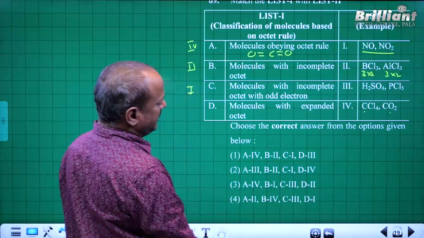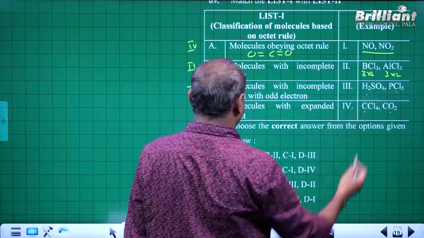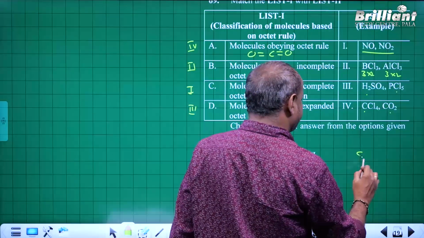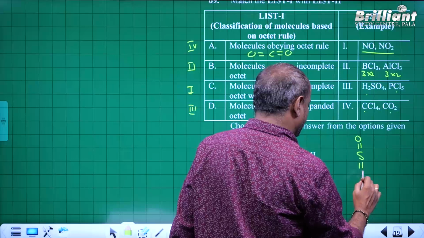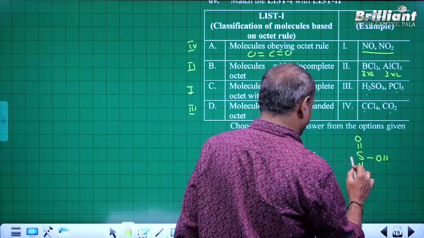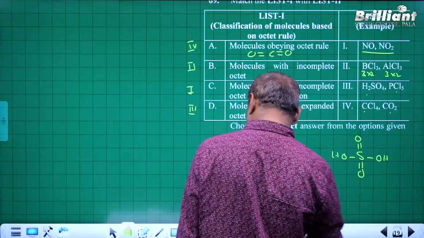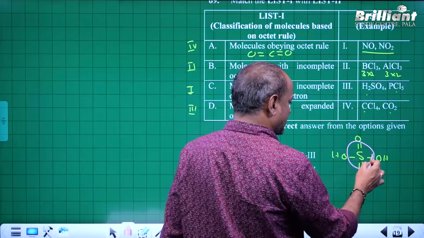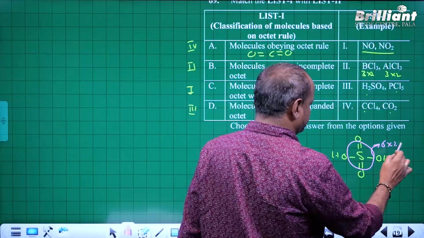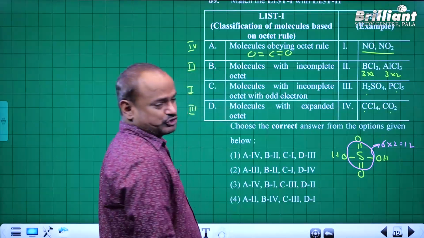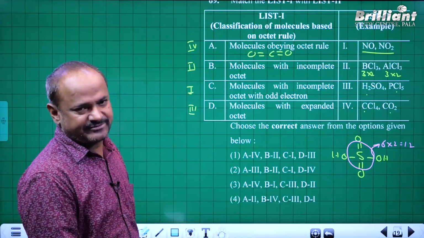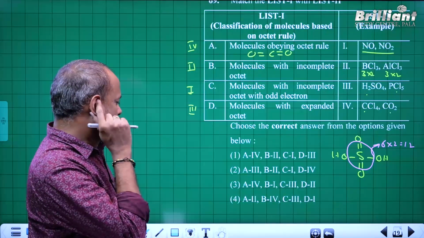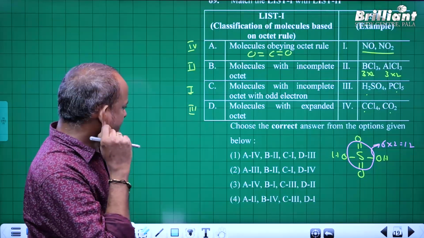Molecules with expanded octet: sulfuric acid, PCl5. Because in sulfuric acid, there is a double bond to O, and OH, OH. One sulfur forms how many bonds? 6 bonds, 6 into 2, 12 electrons. PCl5, 5 bonds, 5 into 2, 10 electrons. So, A4, B2, C1, D3.